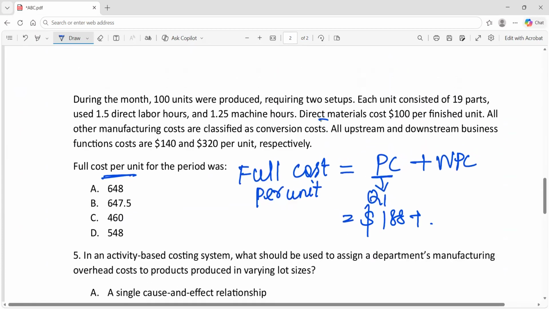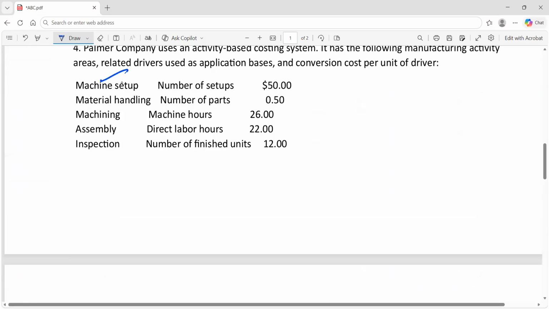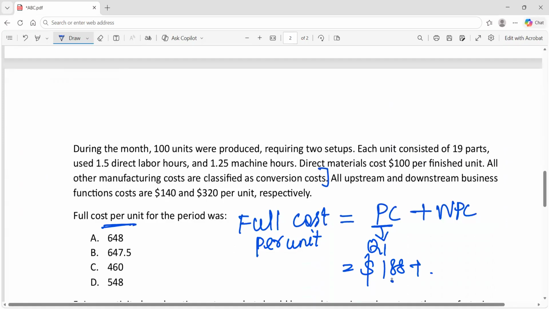See, till this point everything is adjusted. We calculated the material, setup costs, material handling, machining, assembly, inspection. All these costs are included in the production itself. While talking about the non-production cost, we have upstream and downstream business function cost. That is $140 per unit for upstream and $320 per unit for downstream. So these upstream and downstream costs are your non-production costs. They include your research and development costs, marketing and advertisement costs.